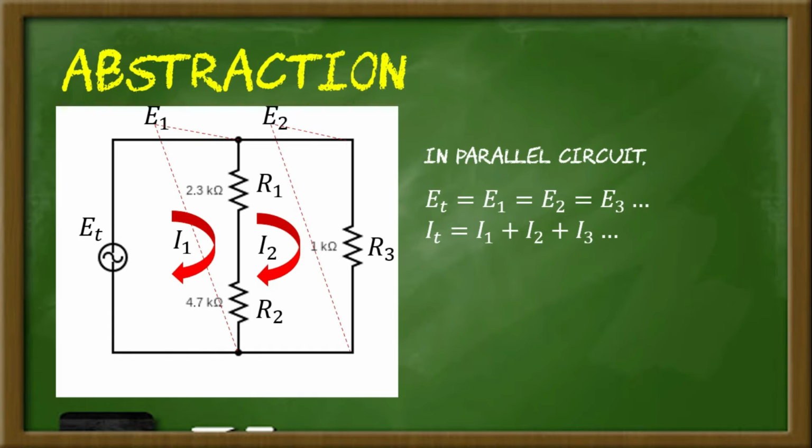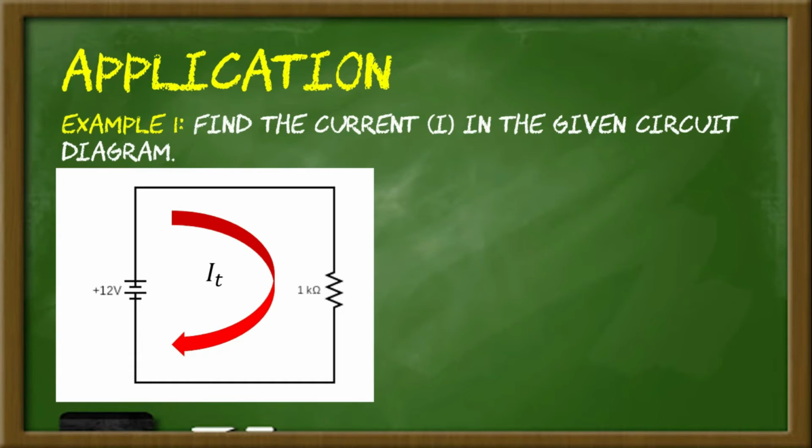For you to easily remember this, just be mindful that the principle of current and voltage in a parallel circuit is opposite in a series circuit. If you want to get the value of individual current, divide the total voltage over the value of individual resistance. Let us have our first example.